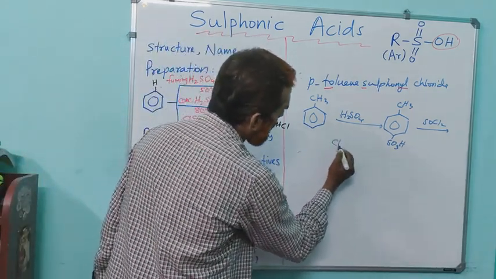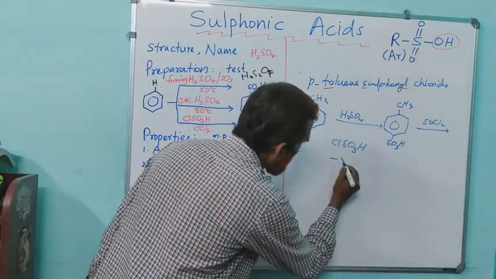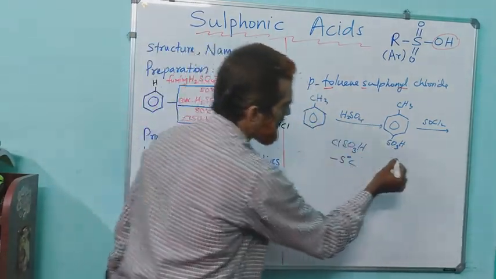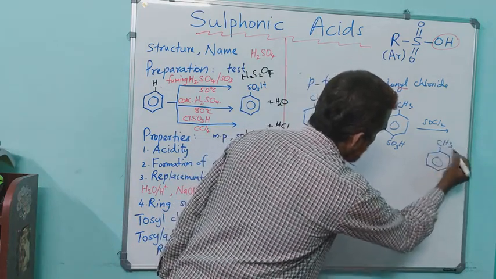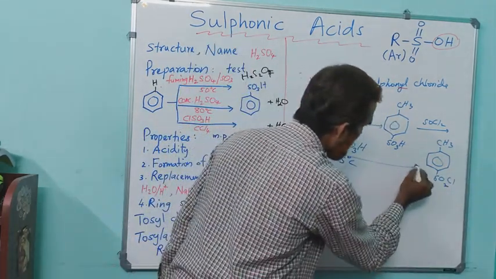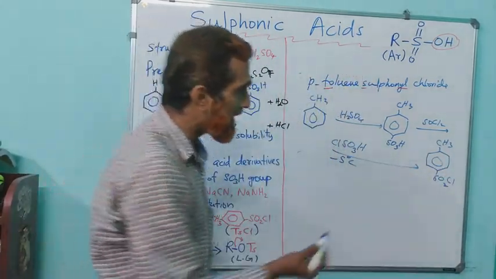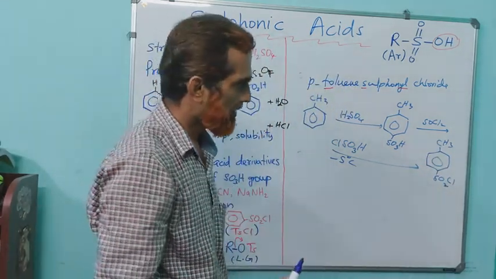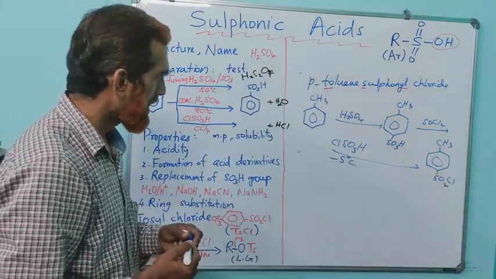Or you can use chlorosulfonic acid also for this purpose. At -5 degrees Celsius, chlorosulfonic acid directly forms this product as a para product, which is solid. Okay, SO2Cl. You get this tosyl chloride directly using this reagent. Of course, you may get some ortho, but here this para product is solid and the ortho product is a liquid. It can be easily separated by filtration.